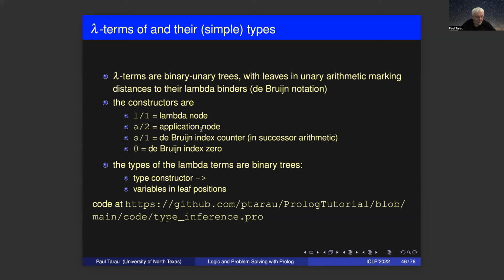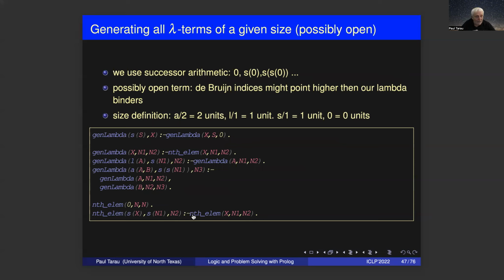So the language of the types now for lambda terms, they're just binary trees. For those who program in Haskell, you can see that you have this type constructor. Haskell does type inference, by the way, and then variables in leaf positions will come out as types. And the code for all that, which has a bit more detail than I will show you in the slides, is at this link. All right. Well, to test all our algorithms, let's look at something that Prolog is very good at, generating all terms of a given size.